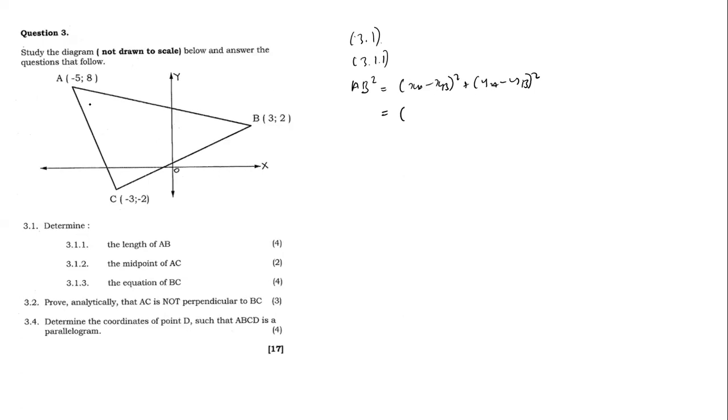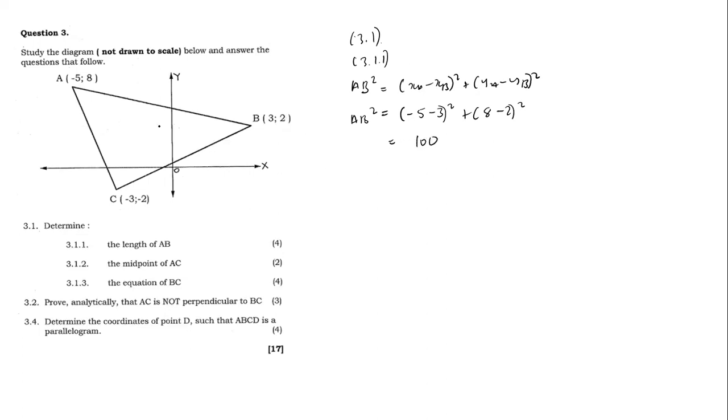Now, what is x of A? x of A is provided to be -5, and then x of B is provided to be +3, negative from the formula, and then y of A is provided to be +8. y of B is provided to be +2, negative from the formula, to the power of 2. And do not forget that this side you have AB squared, not AB. Now on your calculator, just plug everything in. -5 minus 3 to the power of 2 plus 8 subtract 2 to the power of 2, and then we get 100.